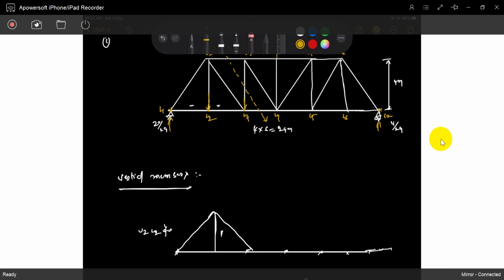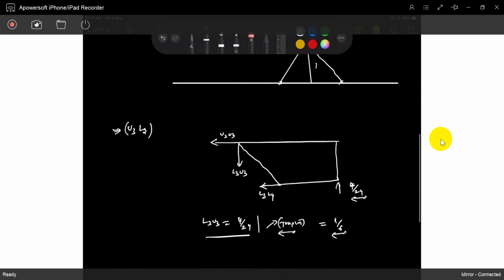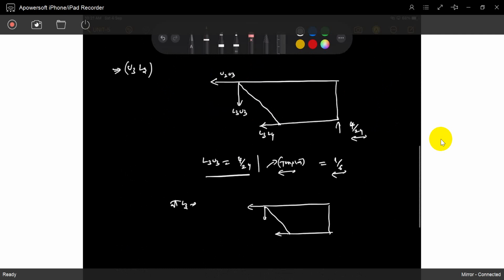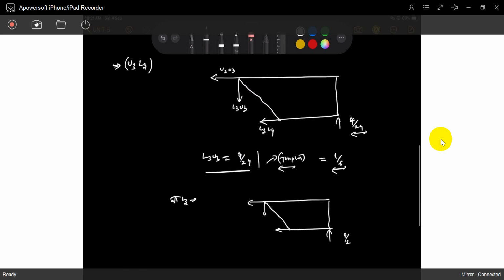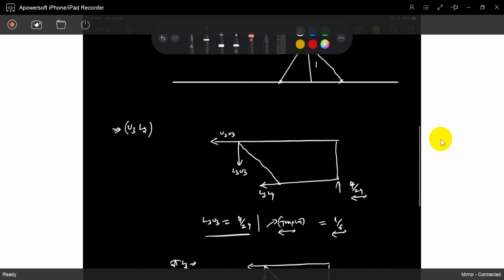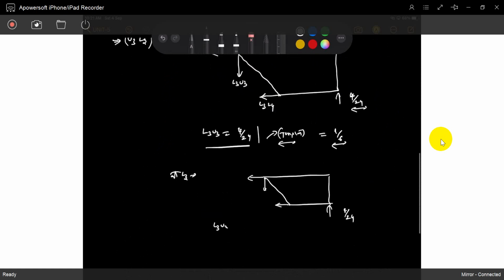Same, the diagram is same, na? What is L2? Load at L3. The diagram is same again. What is this value? This value is now 8 by 24. Understood? Now if load is L3, it is 8 by 24. So what is exactly L3 U3? Same, 1 by 3 tension. It is very simple, 1 by 3 tension.